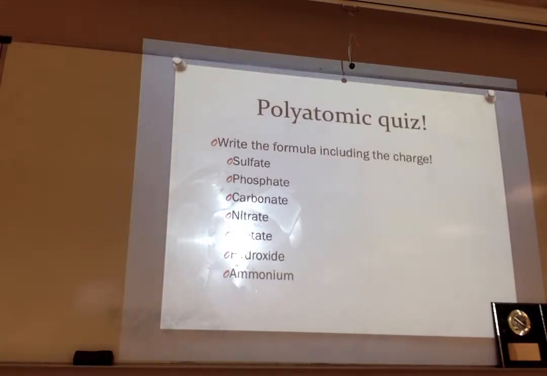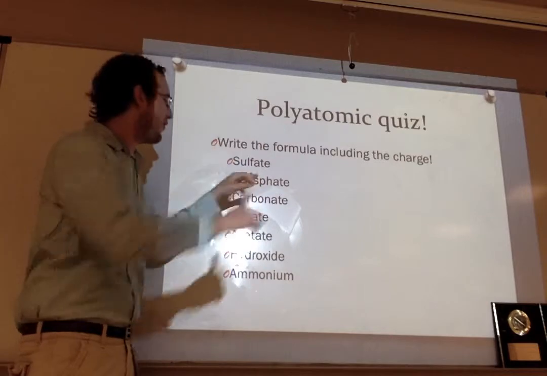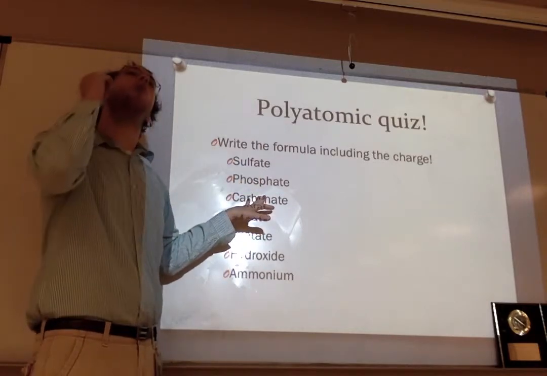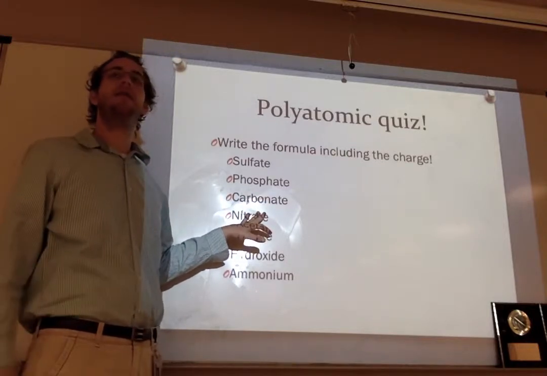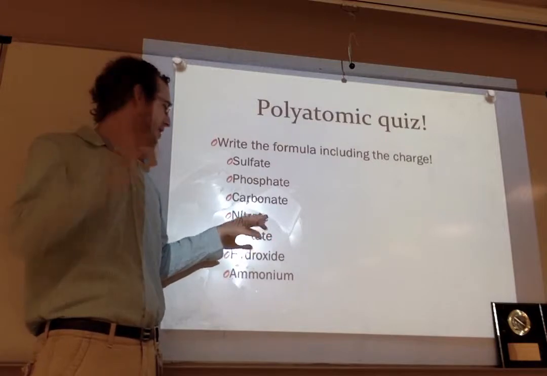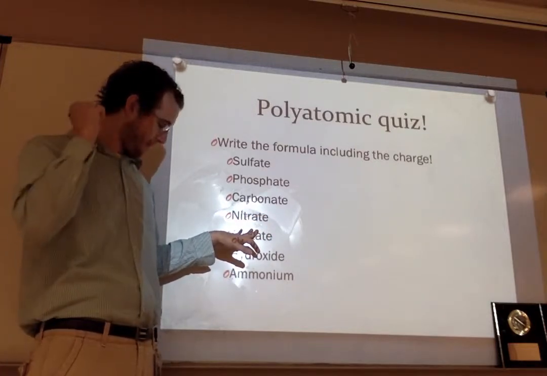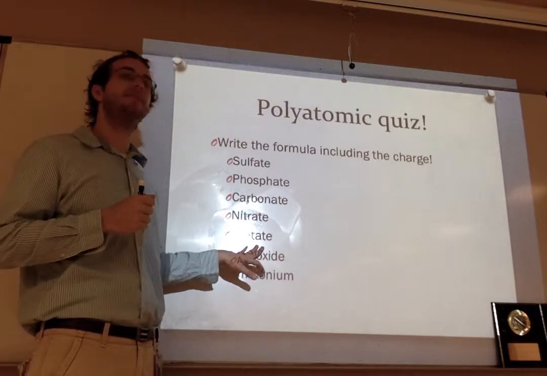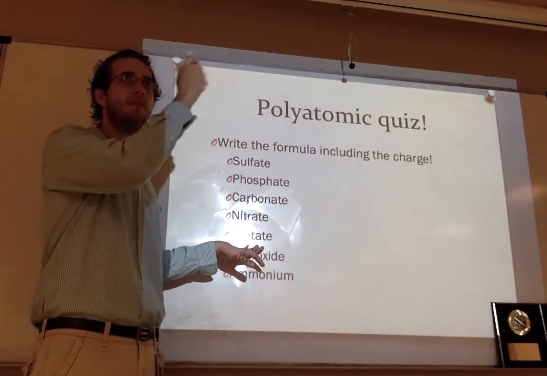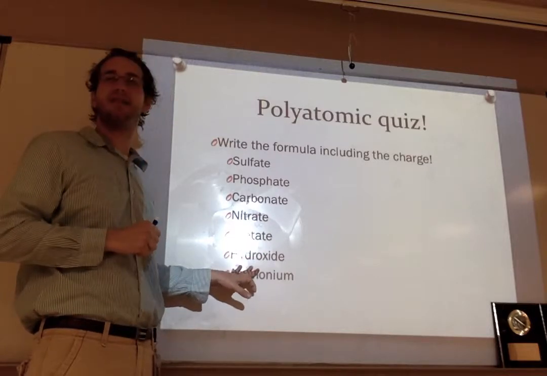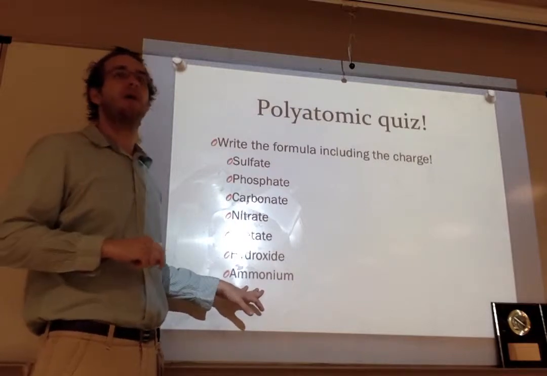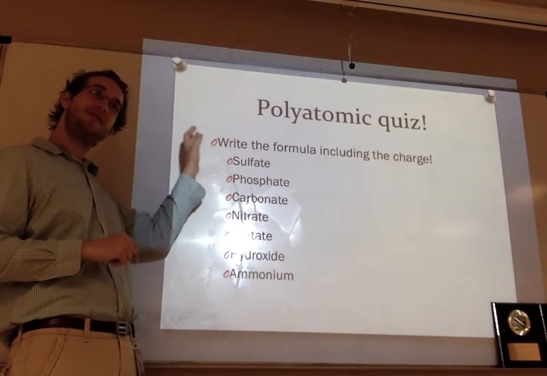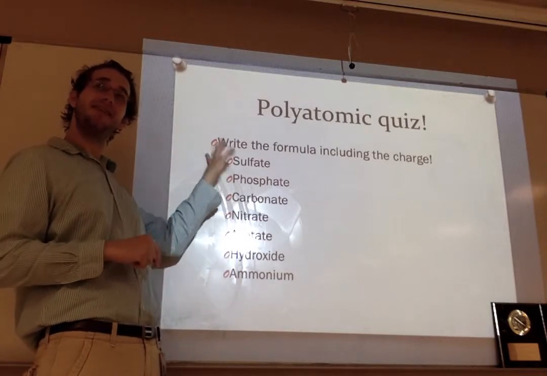Now the formulas and charges for our polyatomic ions. Sulfate, SO4, 2 minus. Phosphate, PO4, 3 minus. Carbonate, CO3, 2 minus. Nitrate, NO3, 1 minus. Acetate, C2H3O2, 1 minus. Hydroxide, OH, 1 minus. And ammonium, NH4, 1 plus. Remember I said way back when we first learned these, once we learn these, the rest of this year and next year kind of become easy.